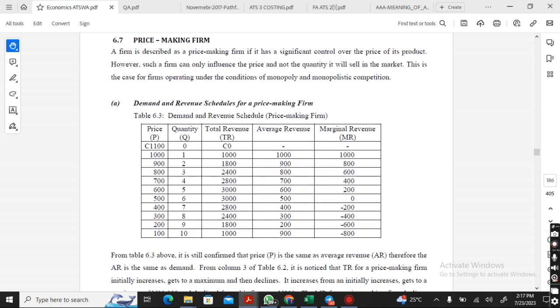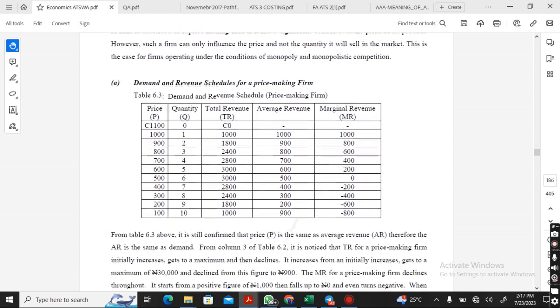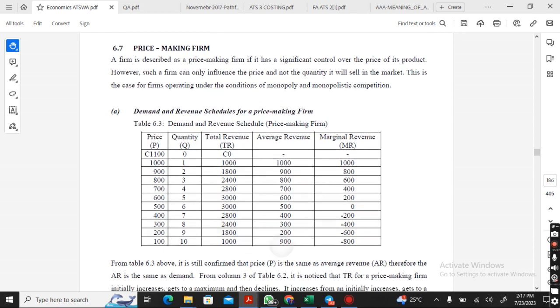So let's look at what happened here. You can see there's price control over it. So in a price taking firm, your price is equal to average revenue and your marginal revenue. But here now, let's look at it this way. You can see the changes, it drops. It means average revenue cannot be compared to your price here, because it is a price making firm, they have significant control over their price.